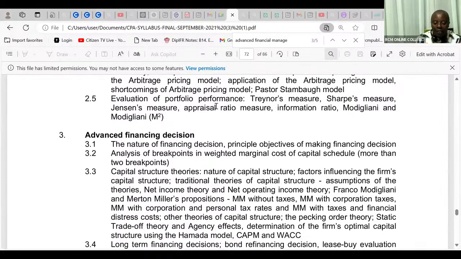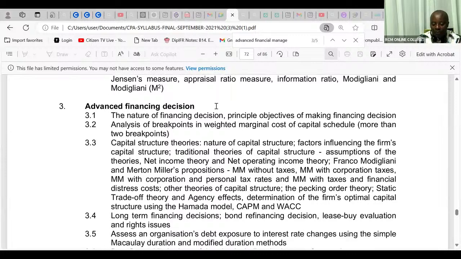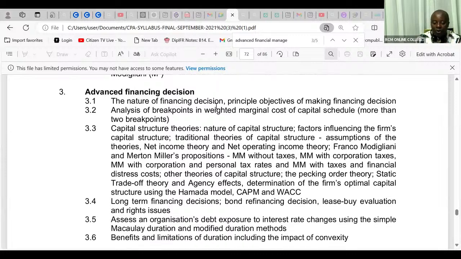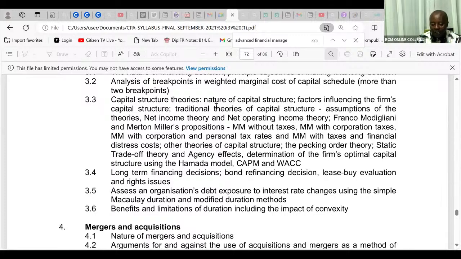Then we have advanced financing decisions. This is all about how we finance our company. We have debt and equity. How do we come up with optimal capital structures using the WACC? We have the capital structure theories. We shall be looking at Modigliani and Miller, and of course, others. There are many others.